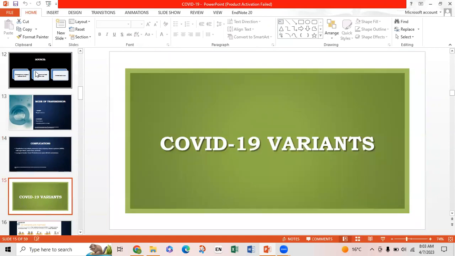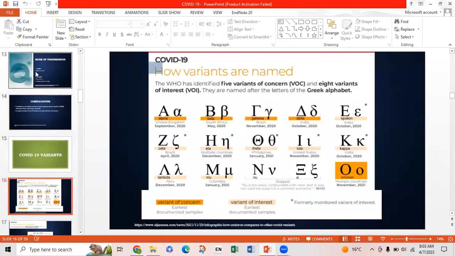COVID-19 variants: multiple variants are found for COVID-19. These include alpha variant, beta variant, gamma variant, delta variant, omicron, zeta, eta, theta, iota, and kappa. All these are the variants that have been identified by WHO. However, there are 5 basic variants of concern and 8 variants of interest. These are named after the letters of the Greek alphabet. The ones highlighted in yellow are the variants of concern.